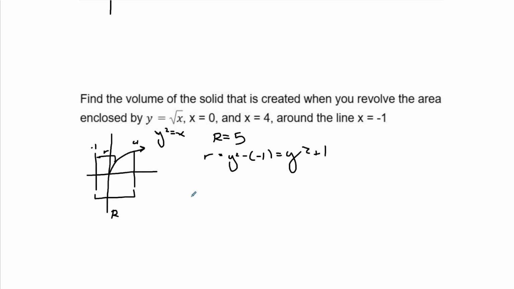So we would set this up as V equals pi times the integral from, what would our bounds be? Well, now our bounds are in terms of y, okay? So what do our y range from? Well, it ranges from 0 to here. If x equals 4, then y equals 2. Why? Because the square root of 4 is 2, right? So we could say V equals pi times the integral from 0 to 2 of big R, so 5 squared, minus (y squared plus 1) squared dy.